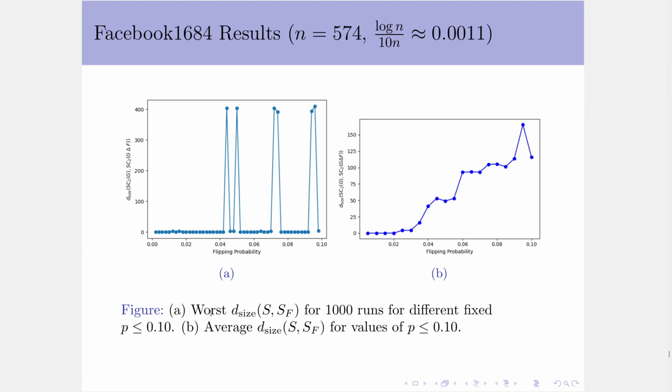For this graph also, when we look at the worst discrepancy, we get very stable results. And when we look at average discrepancies, we also get very stable results. Note that log n over 10n, even though it's around 0.0011, we can go up to even 0.1, maybe 0.04, for very good clustering stability of spectral clustering.